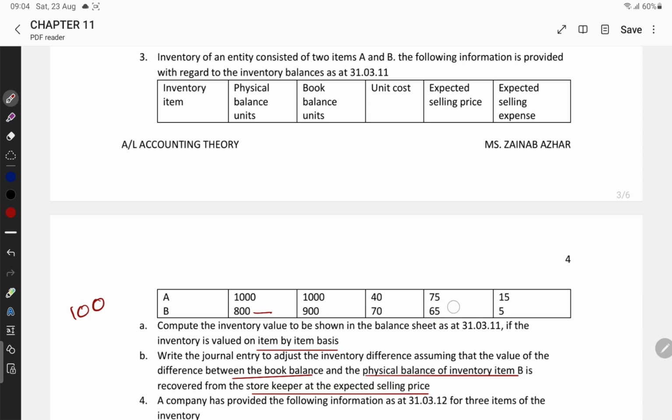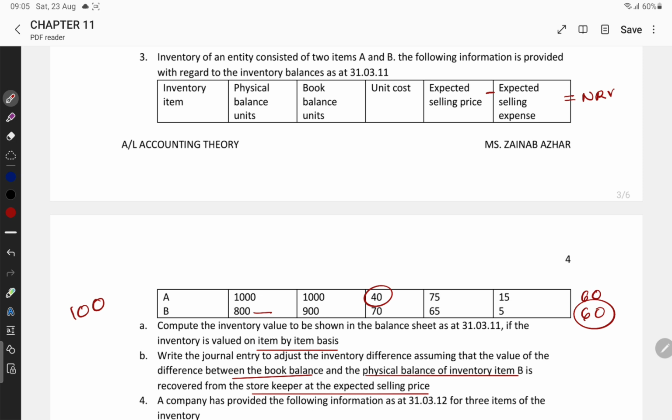Okay, so first things first, we will find the NRV. Expected selling price minus the expected selling expense, we get the NRV. So 75 minus 15, 60. 65 minus 5 is also 60. So for item A, cost is 40, NRV is 60. We will take the cost. For item B, cost is 70, NRV is 60. So we will select the NRV.